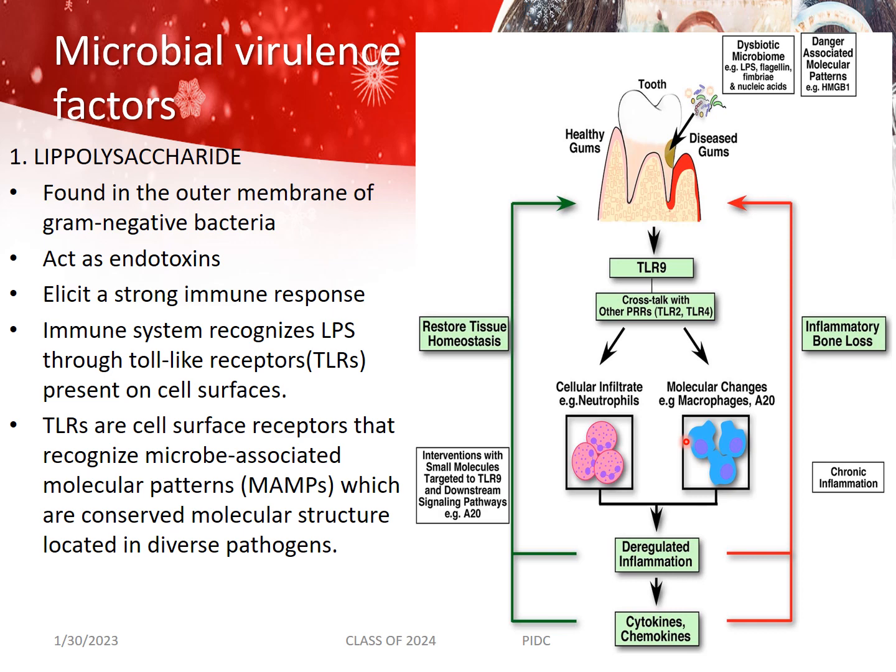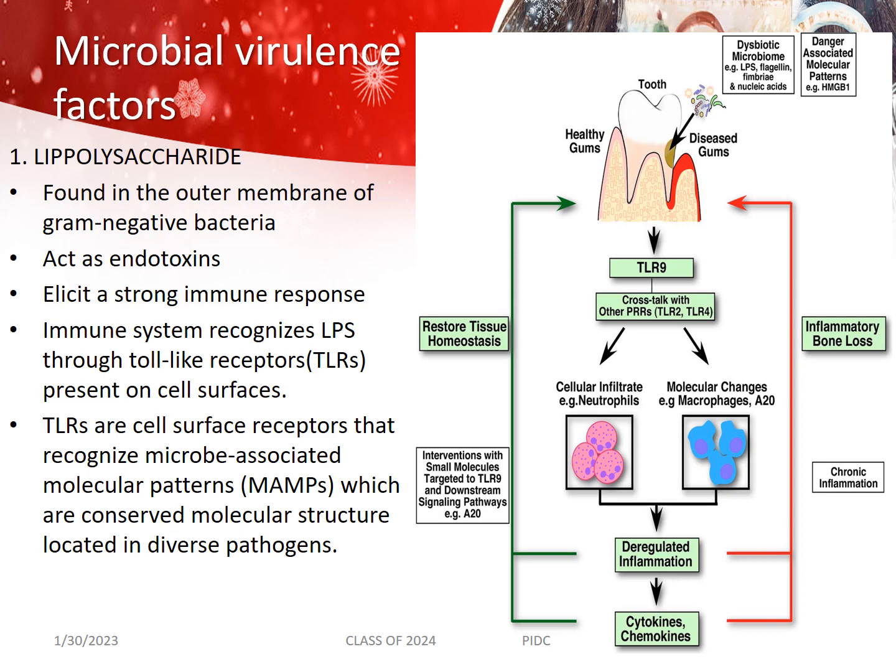These cell surface receptors recognize the microbe associated molecular patterns, which are conserved molecular structures located in diverse patterns. So TLR9 is able to recognize the lipopolysaccharide, and later it results in deregulated inflammation. If the body combats the effect, then normal tissue homeostasis is restored. If the body cannot combat the effect, then it results in chronic inflammation and inflammatory bone loss. In other words, lipopolysaccharide is recognized by the toll-like receptors present on the cell surfaces.